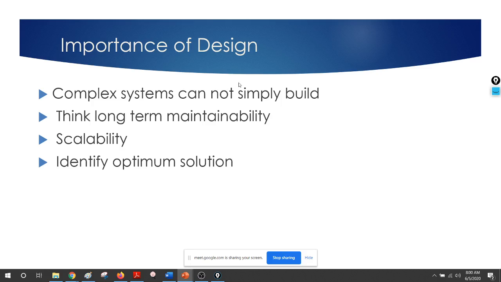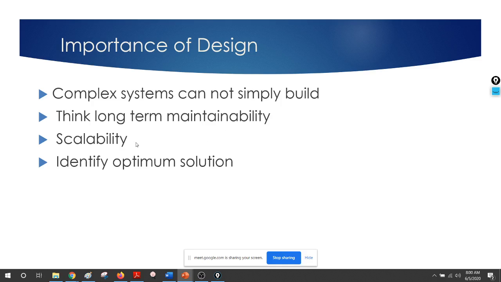So why do we need design? Complex systems cannot simply be built. It's as simple as that. You might start building it, but after some time you feel like no, it's not going to work, right? Think about long term maintainability, right? So don't just think about releasing this and abandoning it. If you want to do some long term things, you have to do proper design, and also scalability.